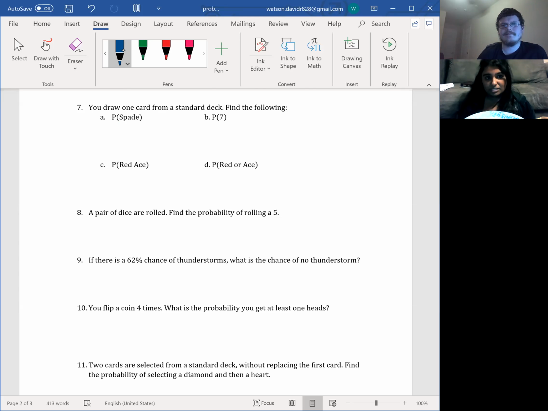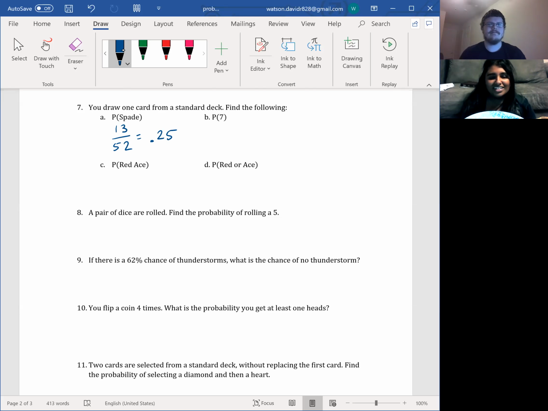So probability of spade, there's 13 spades out of a total of 52 cards. And that would be approximately 0.25. Exactly 0.25.